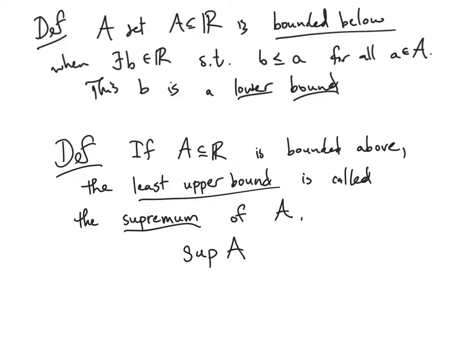Oh no, I'm trying to fix my S, and I wrecked it. The sup of A is the least upper bound. So a set which is bounded above has many upper bounds, and you can think about what's the smallest of those upper bounds. That is what we call the least upper bound. More often we're going to call it the sup.